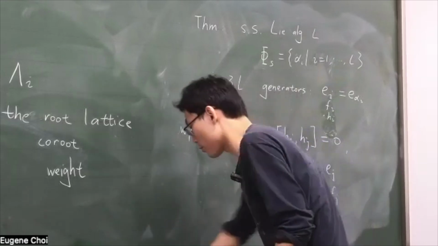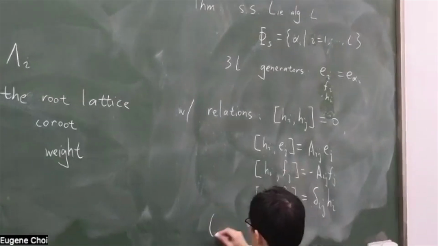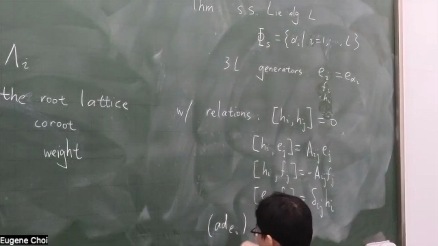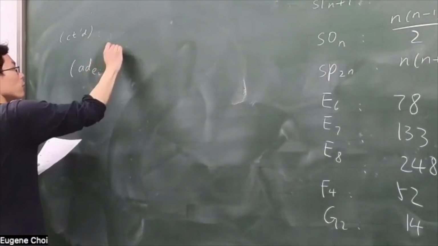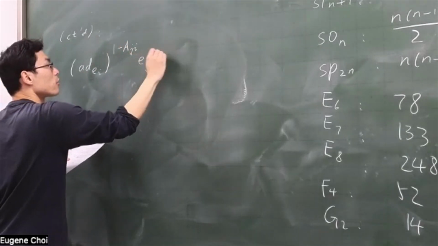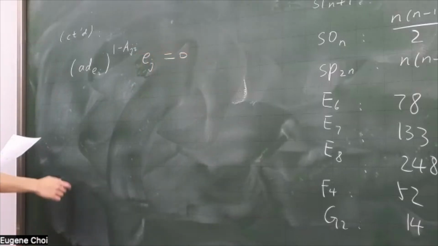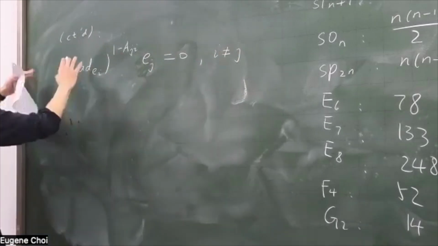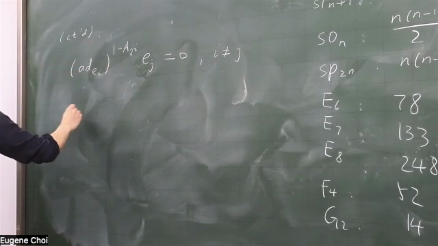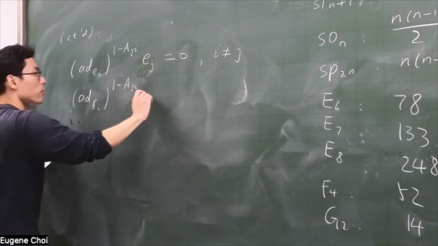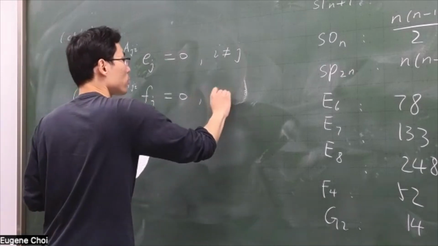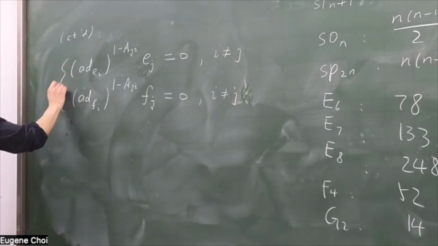And so maybe I shouldn't break it here, but there's another set of relations. Maybe I should write it over there. It's just too low. So that's the relations continued. (ad E_i) to the power 1 minus A_ij applied to E_j is 0. So in other words, for i not equal to j, I just take that many commutators with E_i and E_j. And likewise, I have another relation for F, which is exactly the same, but replacing everything, and also i not equal to j. These are called Serre relations.